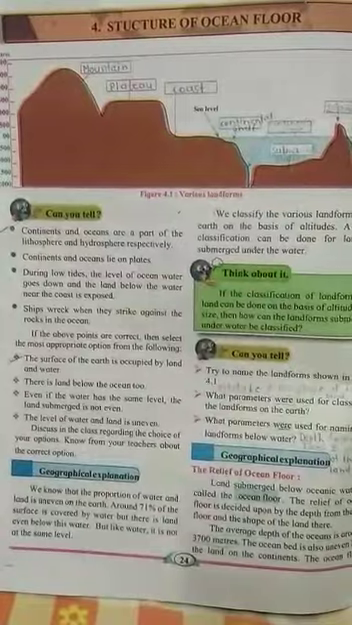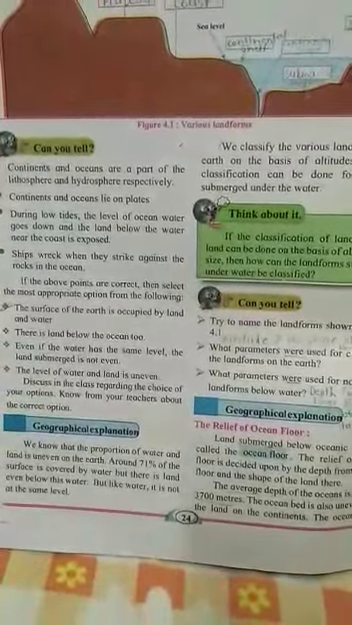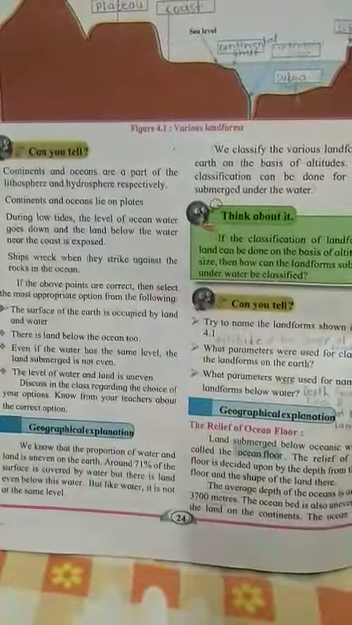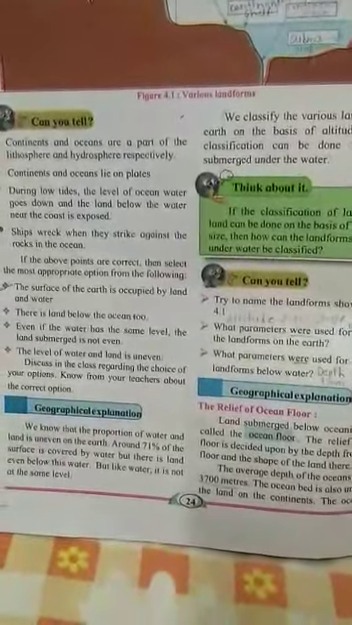Today in this video we are going to study lesson number 4, structure of ocean floor. We know that the proportion of water and land is uneven on the earth. Around 71% of the earth's surface is covered by water, but there is land even below this water.